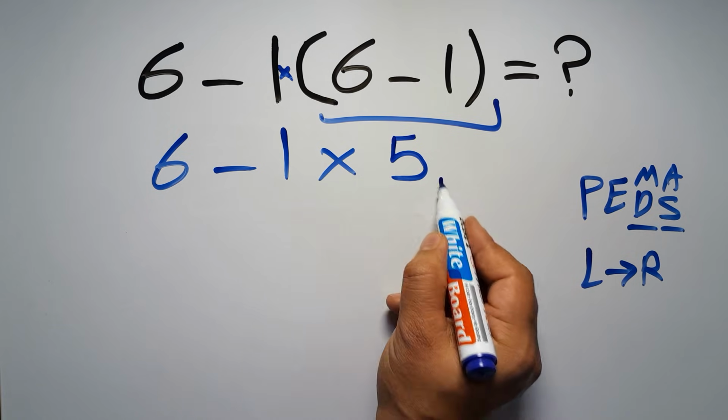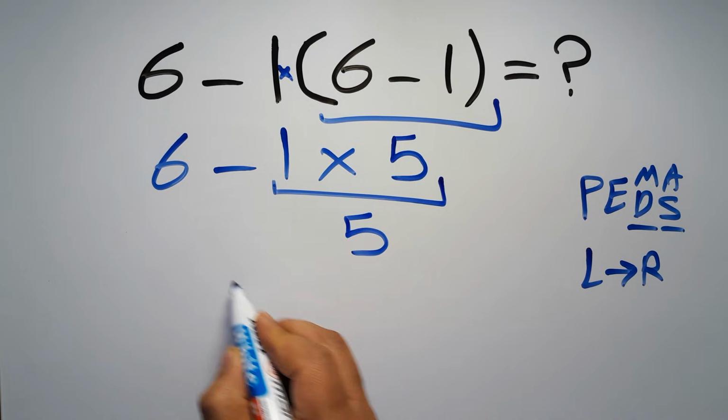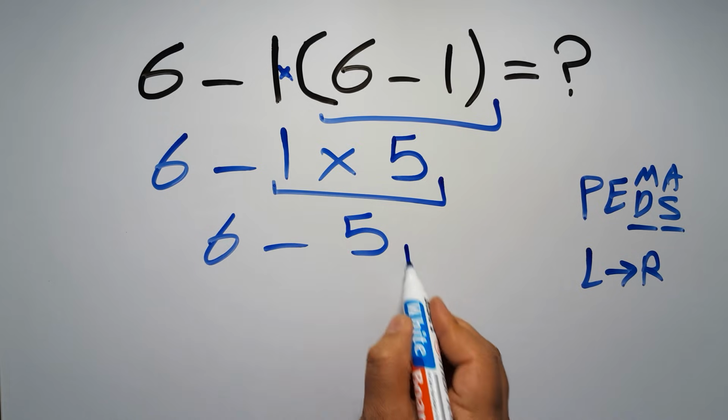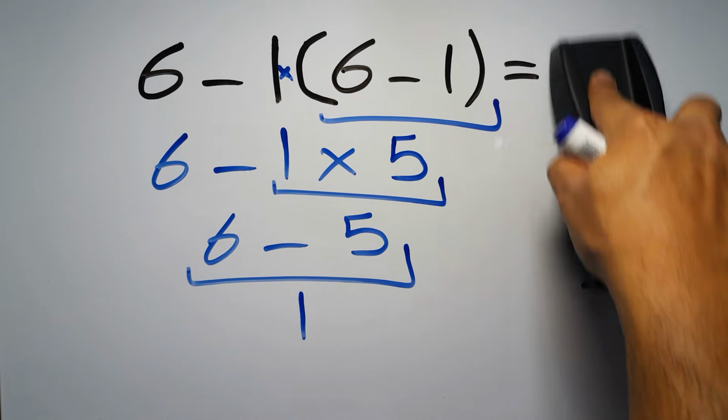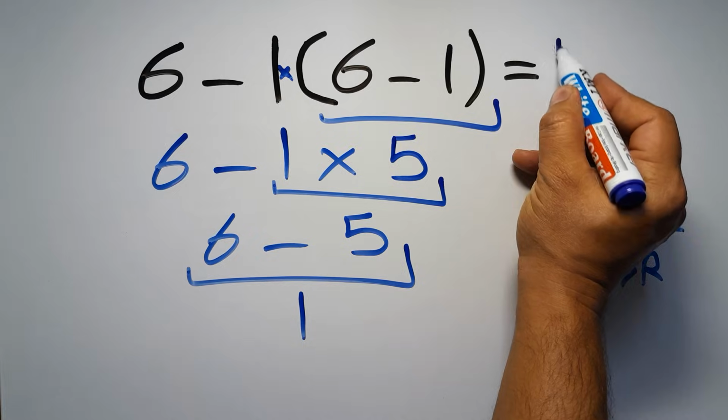1 times 5 is just 5. So 6 minus 5, which equals 1. And this is our final answer to this problem. The correct answer is 1.